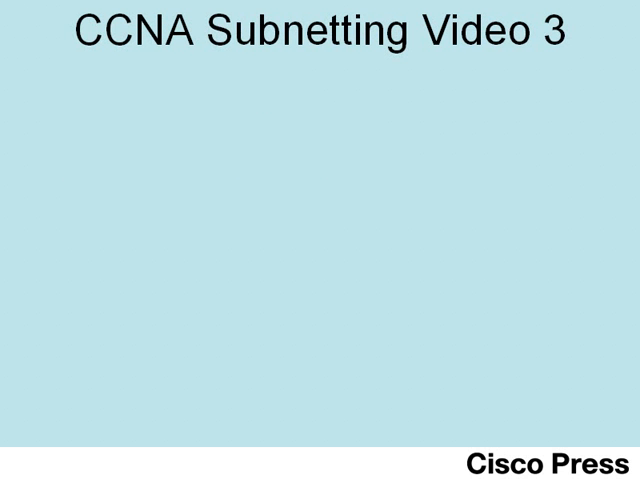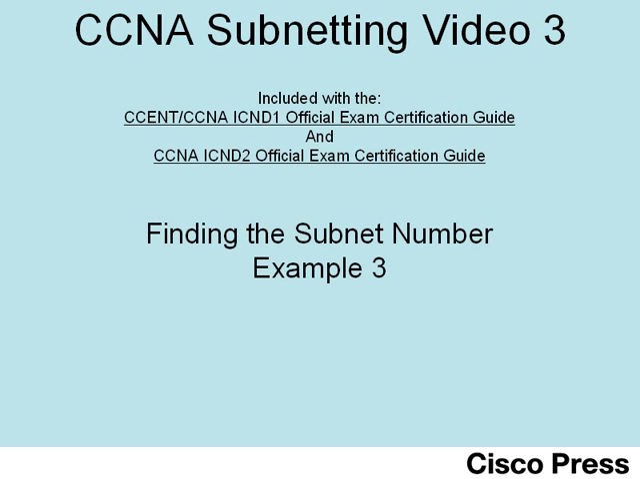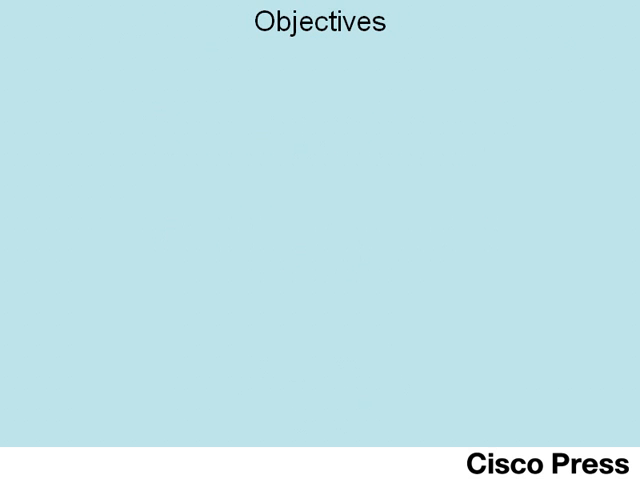Hello and welcome to CCNA Subnetting Video 3. This is the third of 8 subnetting videos that come with the ICND 1 and ICND 2 official exam certification guides from Cisco Press. This is the third video that shows how to find the subnet number given an IP address and a mask. This video shows how to find the subnet number for IP address 192.168.1.150 with mask 255.255.255.240.